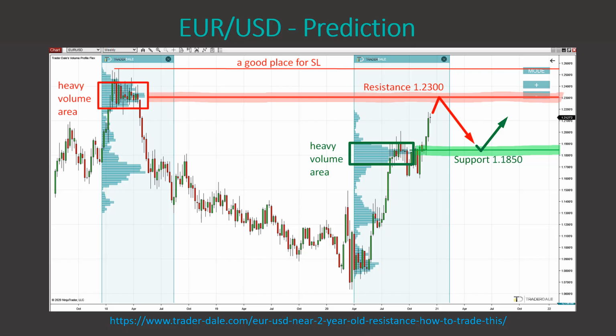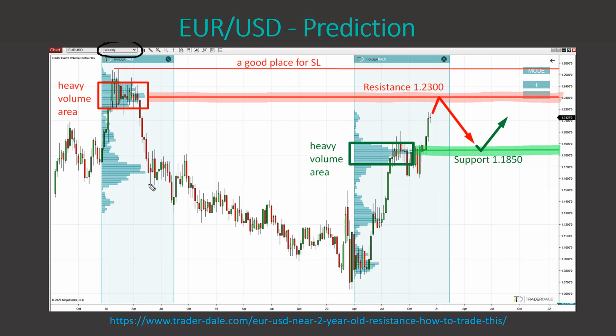This is a prediction on the euro, a long-term prediction. And by the way, this is a link to that original prediction. You may want to check it out. Anyways, this is a weekly chart. So one candle is 1 week.